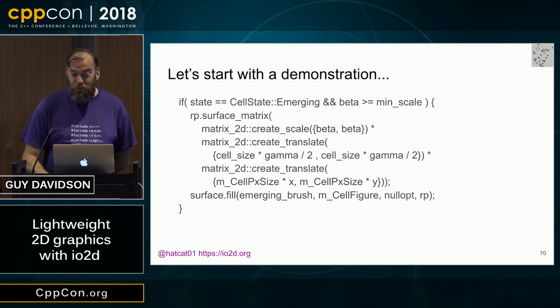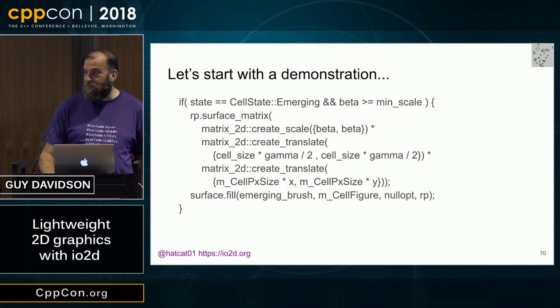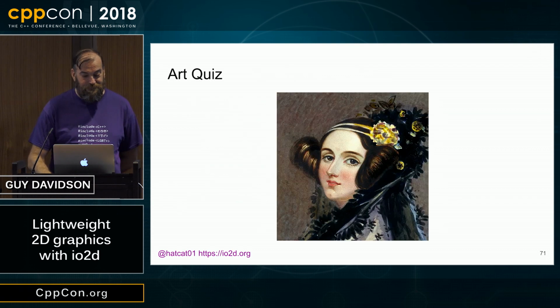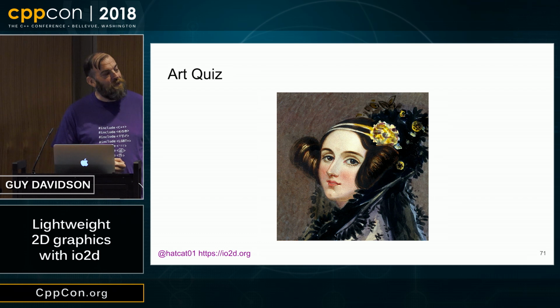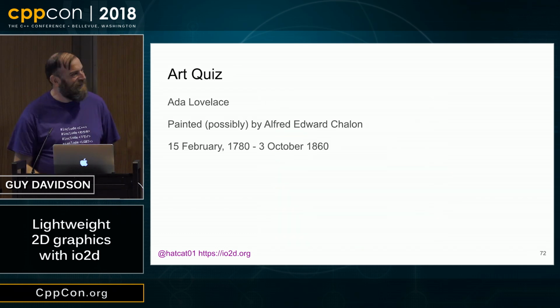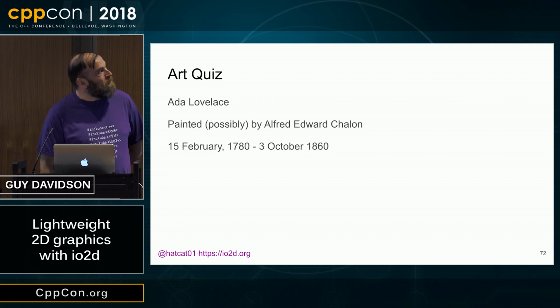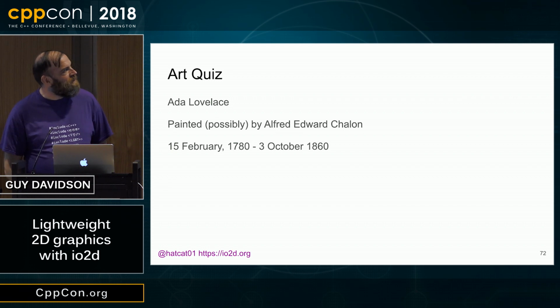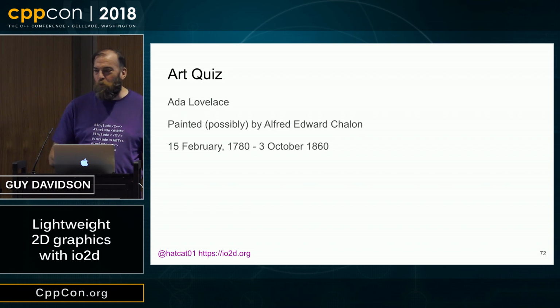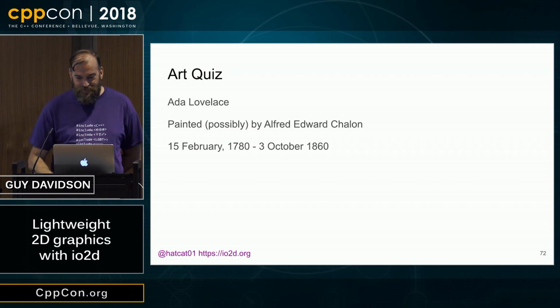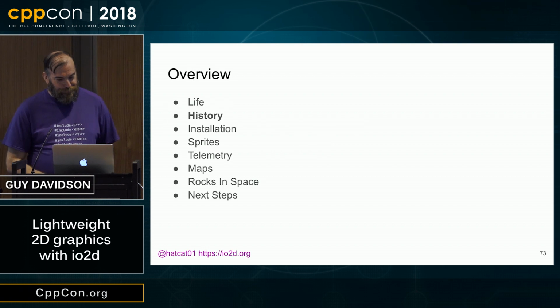That's Conway's life in 200 lines of client code on the 3 major desktop platforms. Okay, art quiz, who's this? Painted by whom? Painted possibly by Alfred Edward Chalon from 1780 to 1860. There'll be art quizzes throughout to break up the wall of code that I'm going to present you with.